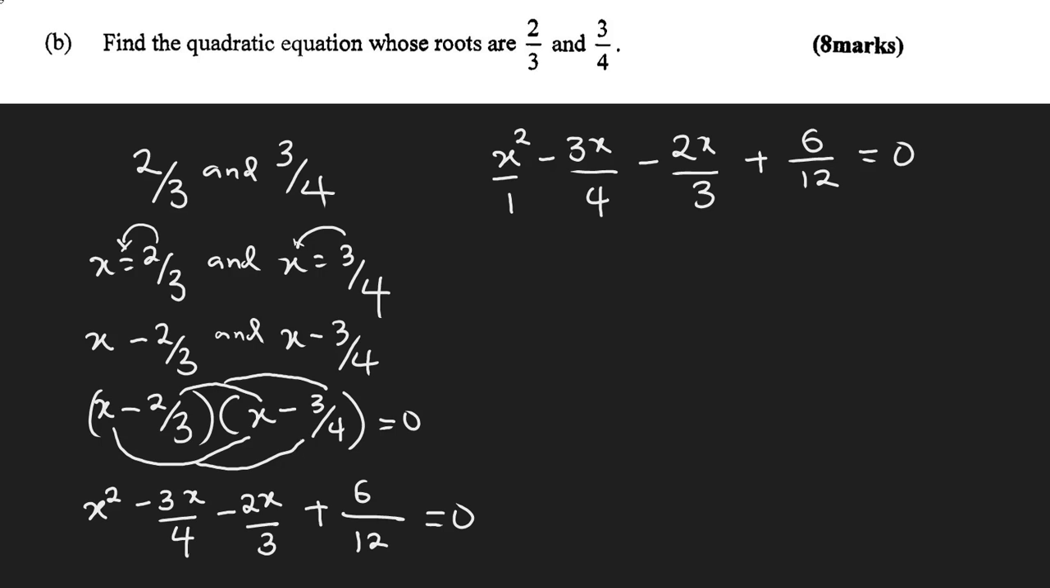So to find the LCM, you draw a line. The LCM of the denominators, that's the LCM of 4, 3, and 12, is 12. So 12 divided by 1 is the same thing as 12, and the 12 times x squared is 12x squared. Then we have our minus sign here. 12 divided by this 4 is 3, right? And the 3 times the numerator gives 9x. So we write 9x.